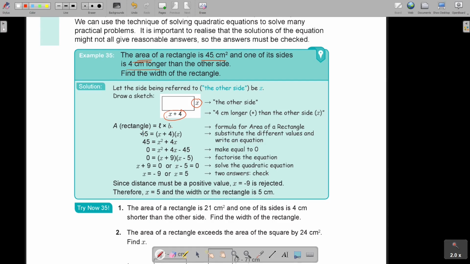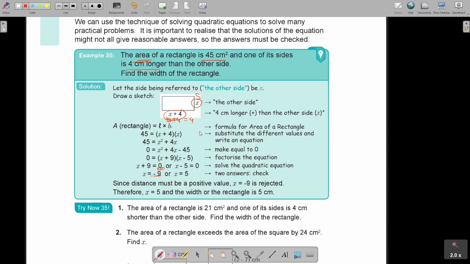But then remember, most of the time there will be two values. Yes, it's quadratic. And then one will not be applicable. Now, you cannot get negative distance. You cannot say, oh, this wall is negative 9 meters. You didn't measure it in the other direction. So this one is then non-applicable. So you reject that one. And the value of x is 5. And then that is 5, and that's 5 plus 4, which is then 9. I wanted to show you that one.